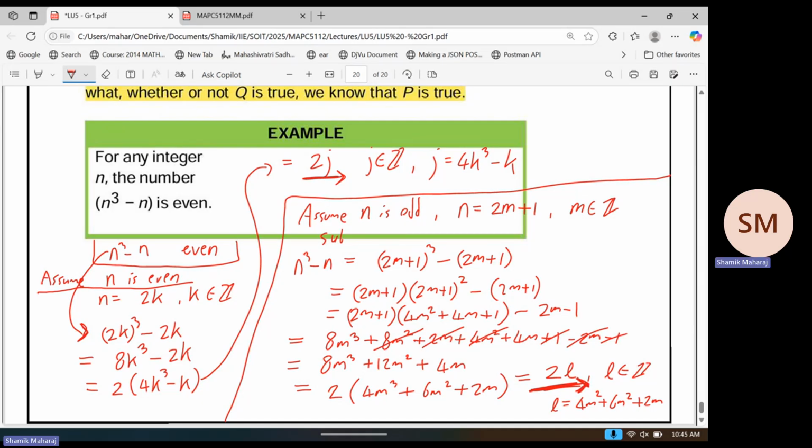And so we've shown for the odd case, we get something even, and for the even case, we get something even. So we've done it for 2 cases. Odd and even are 2 cases which encapsulate all integers, right? So that means we've proven it for all integers.